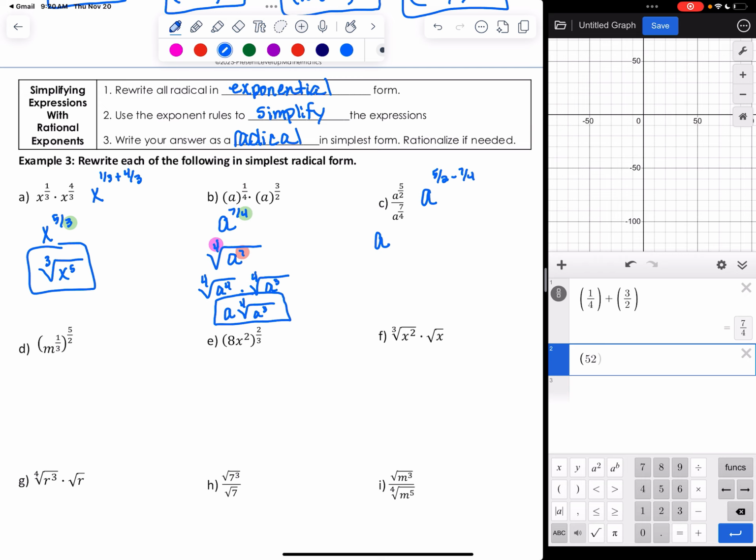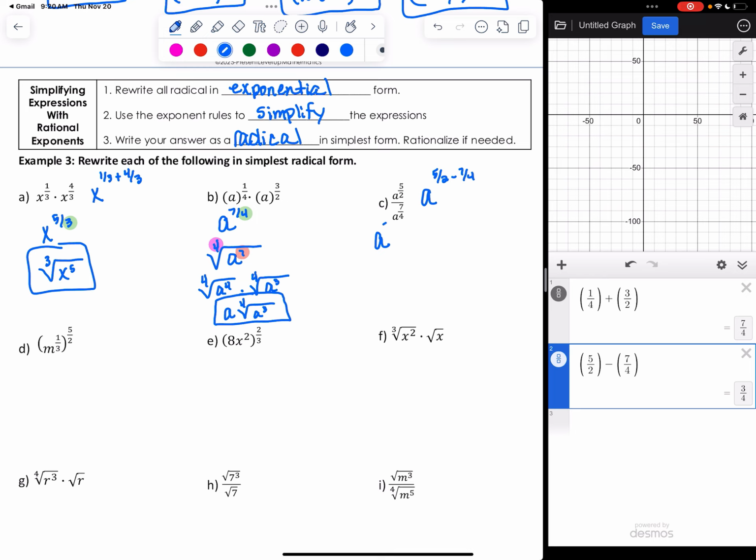I do not want the arithmetic of fractions to hold you back on learning the exponent rule. So 5 over 2 minus 7 over 4, and then turn that into a fraction. So this would be a to the 3/4 power. Now, step 3, write your answer as a radical. So my denominator is 4, so I'm going to use a 4th root to simplify this. So this would be the 4th root of a to the 3 power.